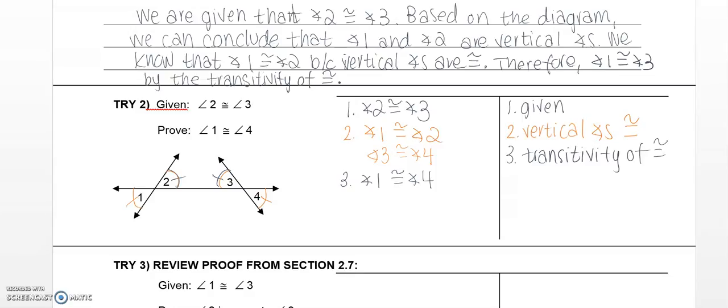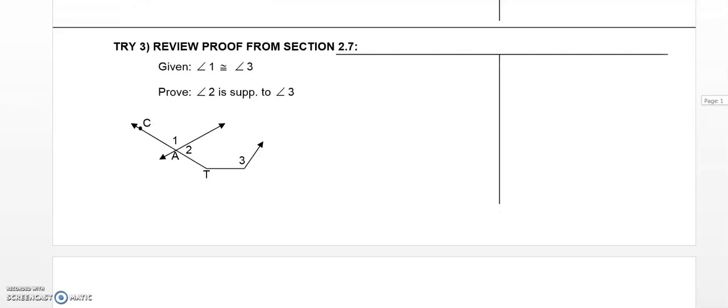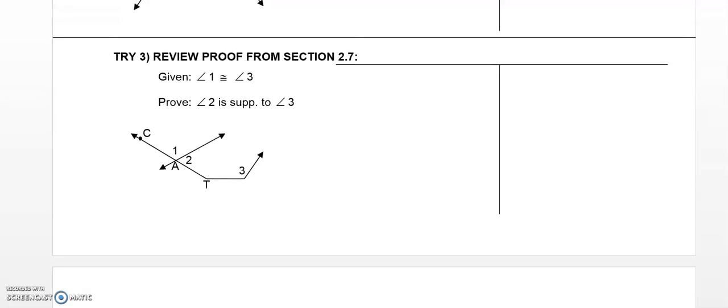Okay, the next one I'd like you to try is this review proof from 2.7. So again, mark down those congruent angles, and then I want you to prove that angle 2 is supplementary to angle 3. You will need an additional statement other than these 2 steps. I'm thinking you're probably going to need 3 or 4 steps. Okay, probably 4. Go ahead, pause this video, give it a shot.